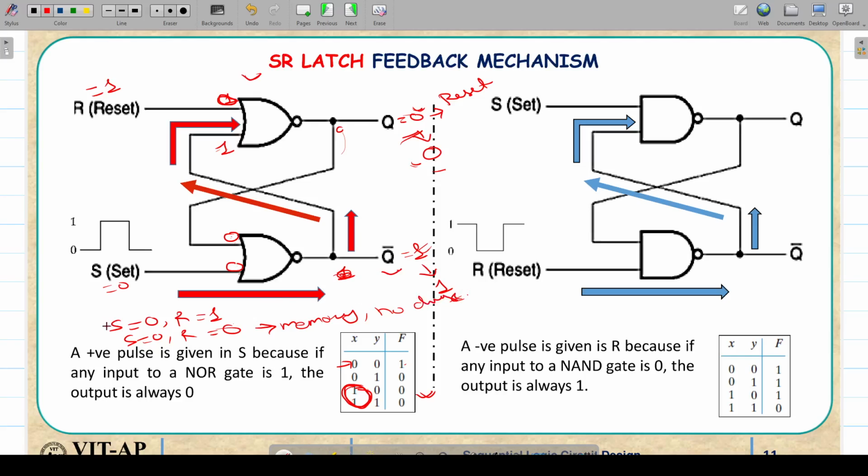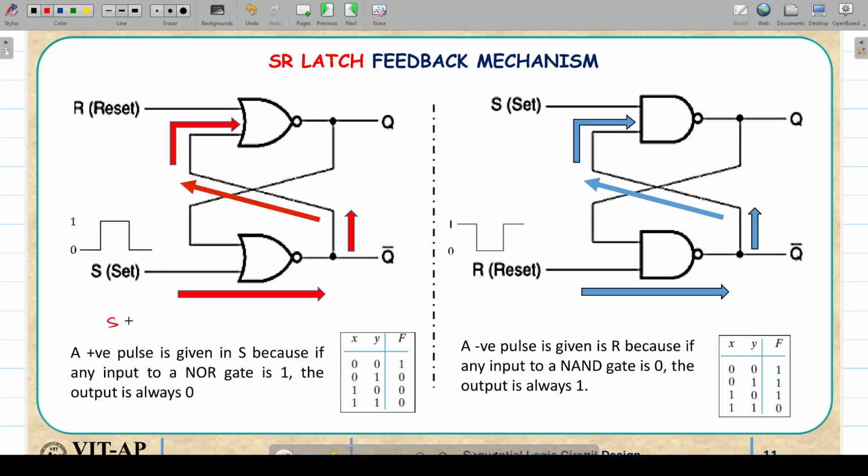So what have we understood? S equals 0, R equals 1 makes the latch a reset latch. That means the Q value is equal to 0. And if S equals 1 and R equals 0, the earlier case we discussed, it will be the set state. So there are two states, set and reset. The other state we have seen is S equals 0 and R equals 0.